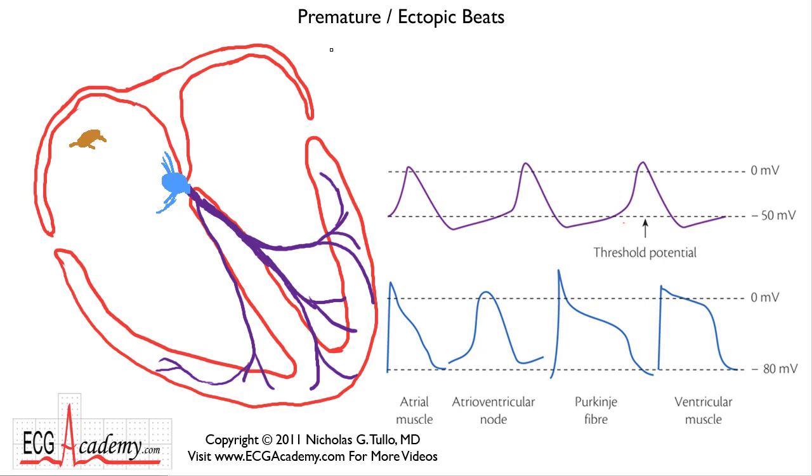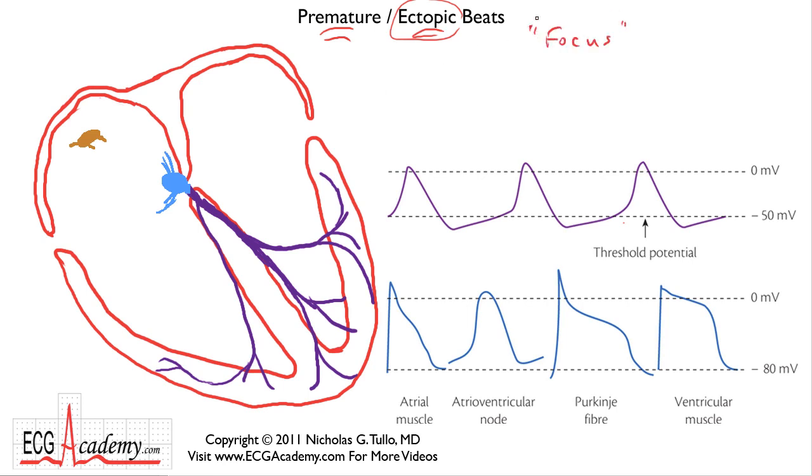ectopic beats. Now, premature obviously means early, but what does ectopic mean? Ectopic beats arise from places outside the normal conduction system. So, anytime a heartbeat arises from somewhere in the atrium or in the ventricle outside of the normal circuitry, we call it an ectopic beat. And the spot where it comes from is often referred to as an ectopic focus.